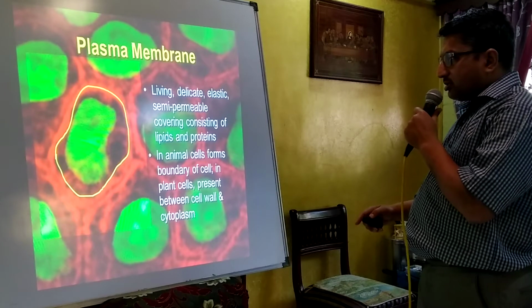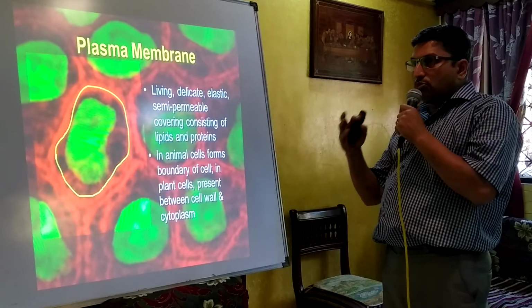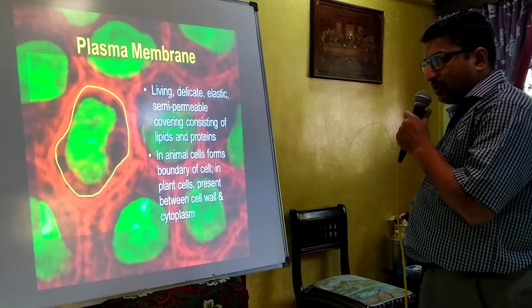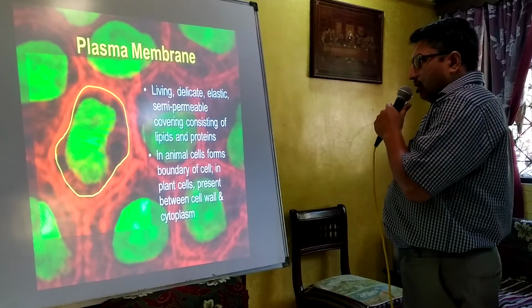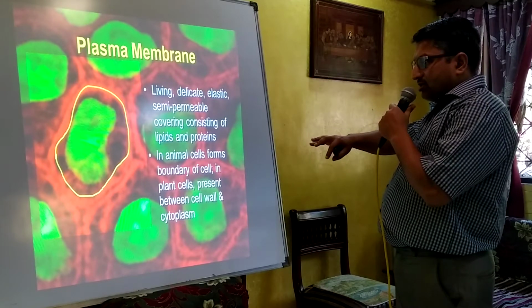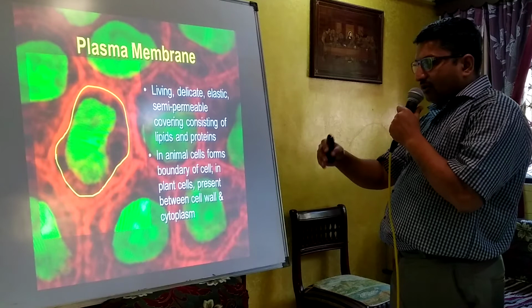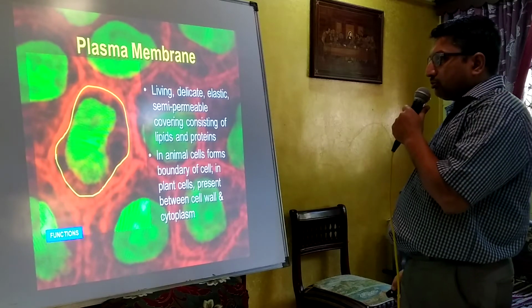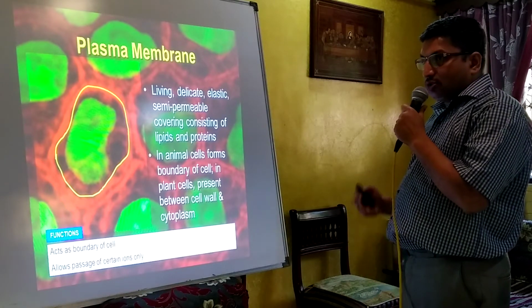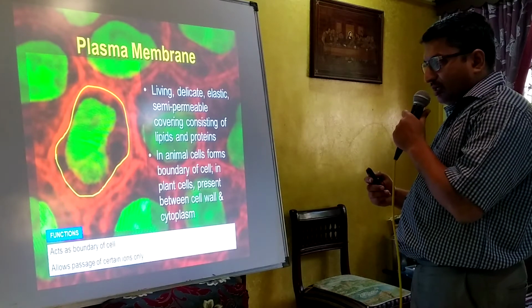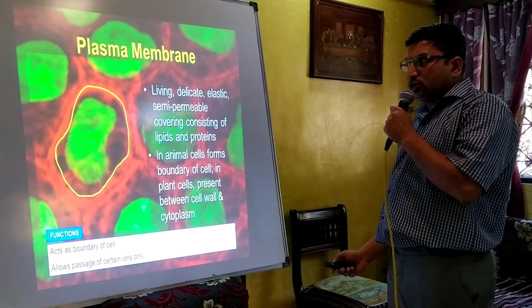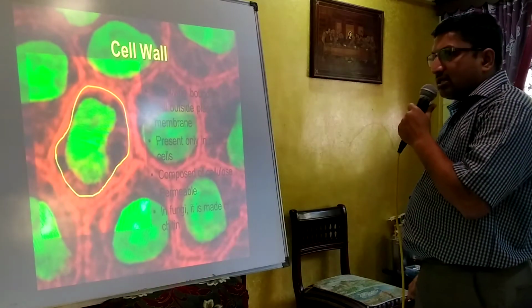In animal cells, it forms the outermost boundary. There is no cell wall in animal cells. In animal cells, it forms the boundary, whereas in plant cells, it is right after the cell wall. Its function is to act as a boundary, so it gives support and protection, and also allows passage of certain molecules or ions. Cell wall.